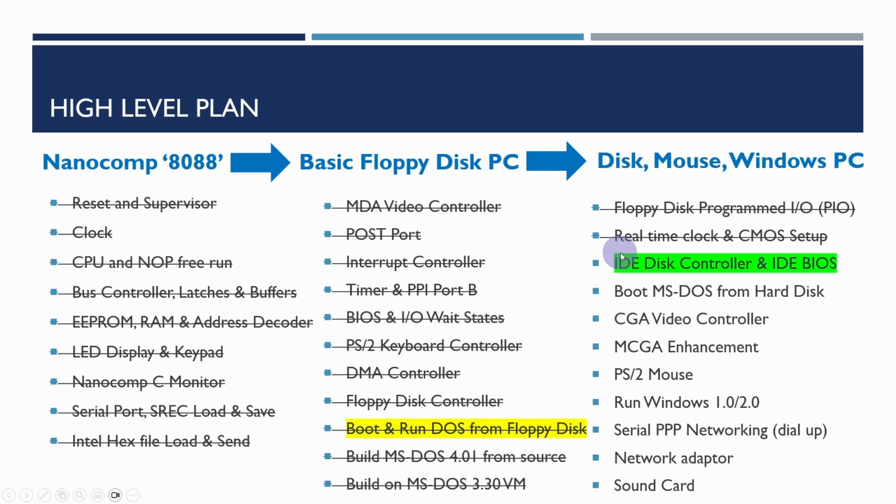So in the next video, what I'm going to start looking at doing is the IDE disk controller and IDE BIOS. This is going to allow us to install DOS on the hard drive, and this should really remove the necessity to use the floppy disk, apart from perhaps using fdisk and formatting the hard disk drive, then really we probably won't need the floppy disk drive much after this.